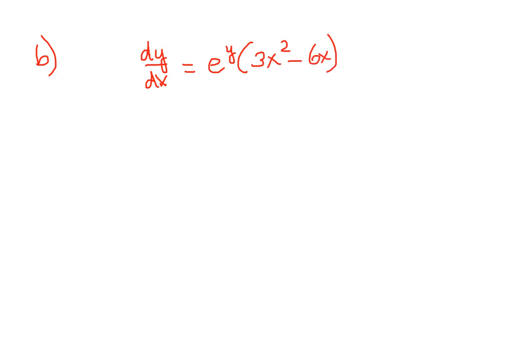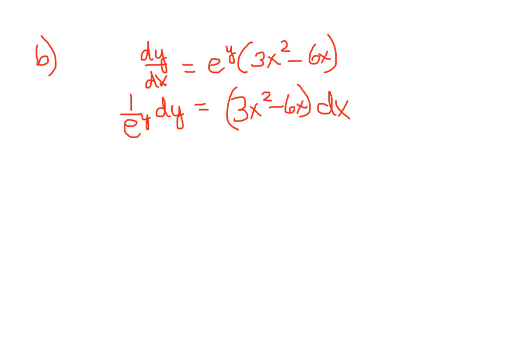Now let's look at part B. Part B says find y, the particular solution to the differential equation. So we have to actually separate the variables here and take antiderivatives. Remember, when you're solving differential equations, you put all the y's on the left and all the x's on the right. So this becomes 1 over e to the y dy equals 3x squared minus 6x dx. Okay, that is the separation of variables.